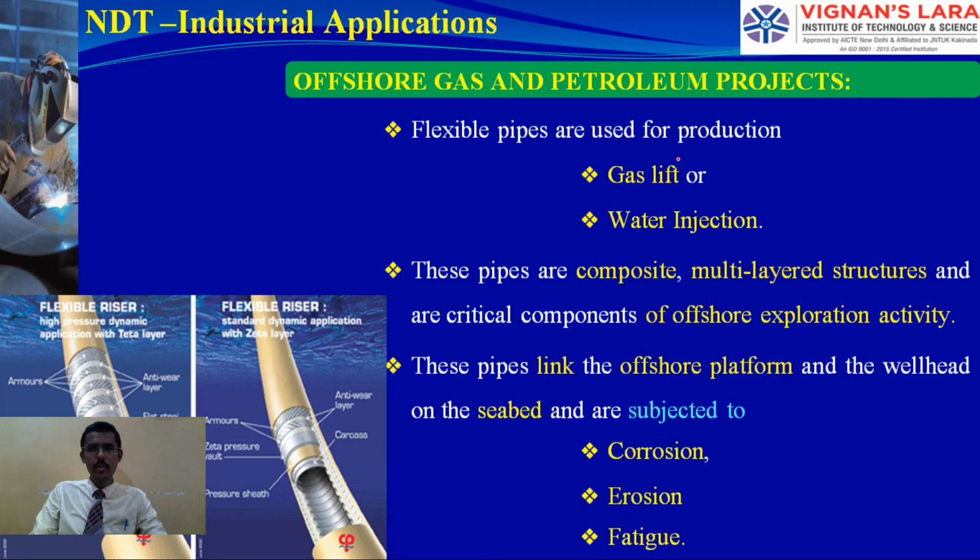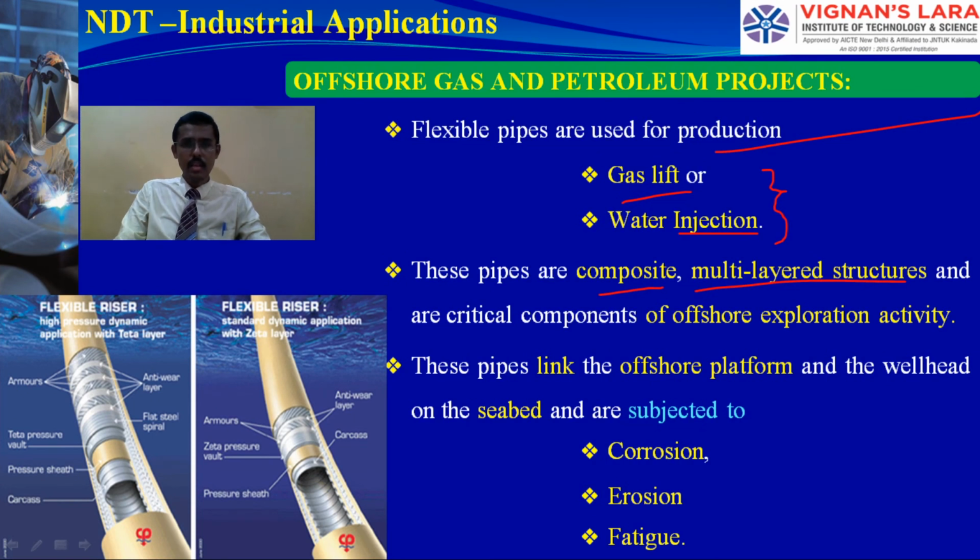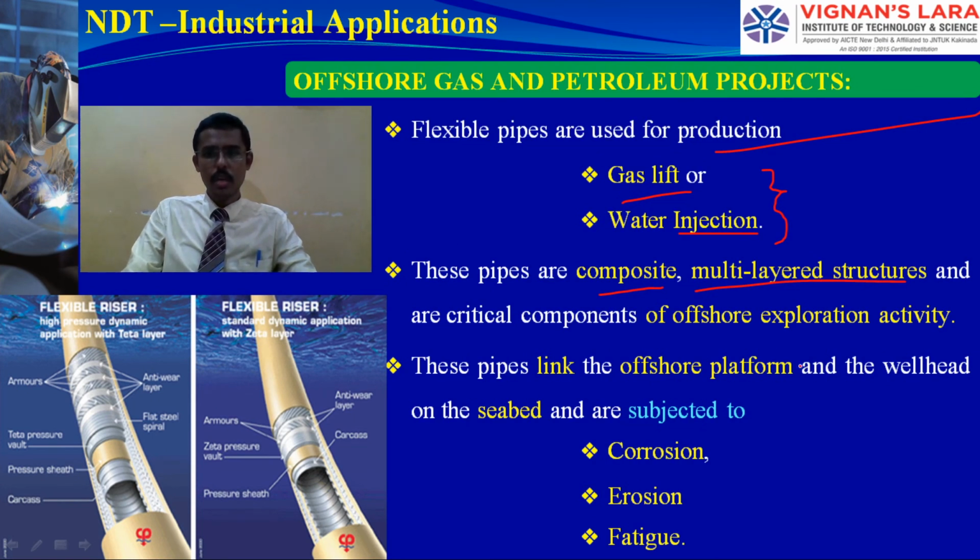Flexible pipes are used for production, gas lift, water injection, and other applications. Maybe gas, maybe oil, or maybe water injection, or petroleum conditions. These pipes are made up of composite, multi-layered structures. We have only just seen the previous one. Multi-layered structures, and they are critical components of offshore exploration activities.